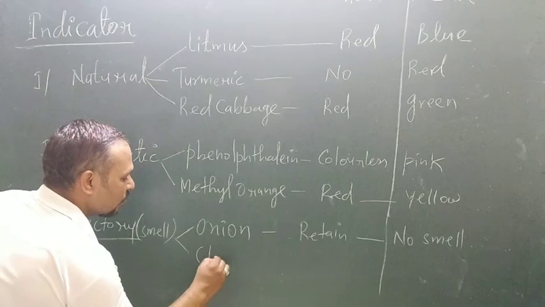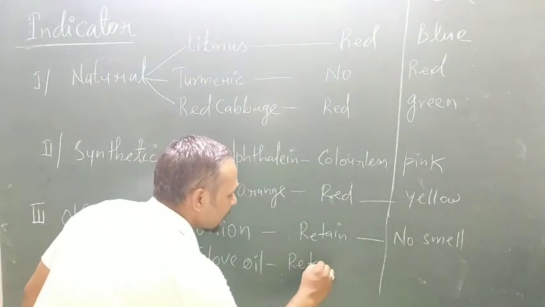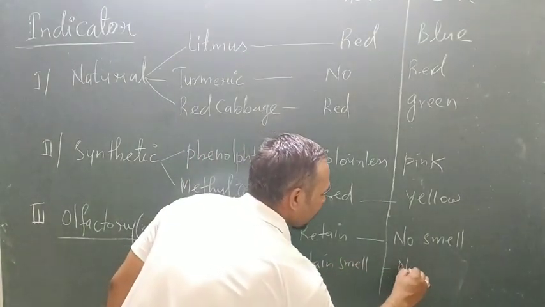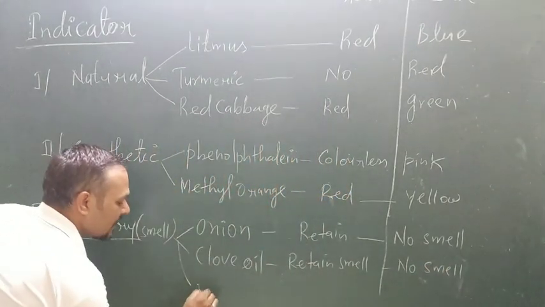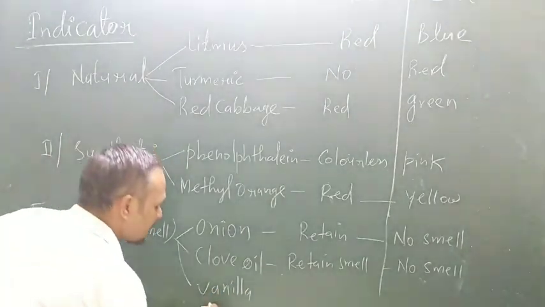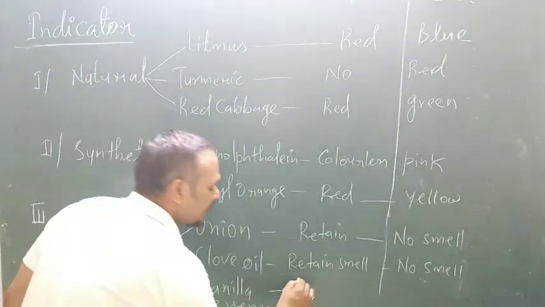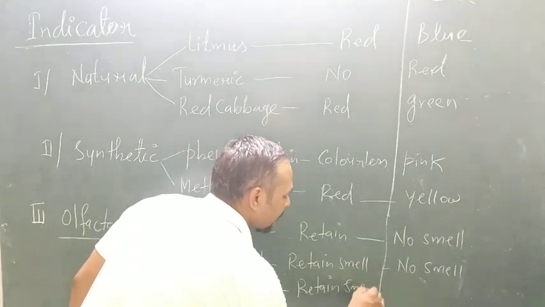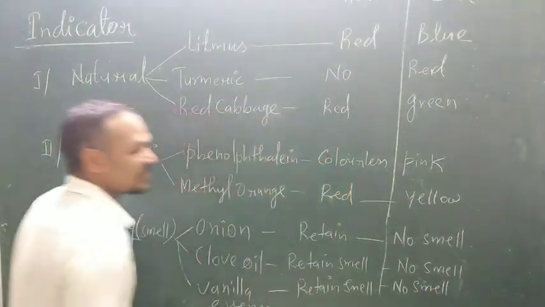Similarly, clove oil also retains its characteristic smell, but there is no smell when we add a base solution. Similarly, vanilla essence. Vanilla essence retains its smell in acidic solution, whereas there is no smell when we add base into the vanilla essence.